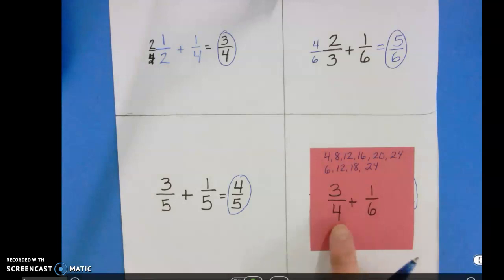Again, I look at 3/4 plus 1/6. I look at my smaller number here in my denominator, which are fourths. Can I turn my 4 into a 6 using multiplication?